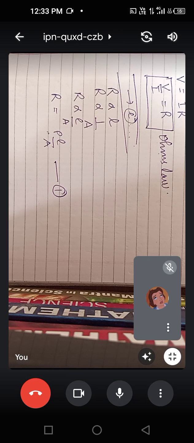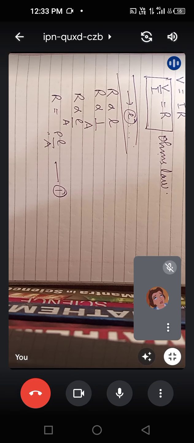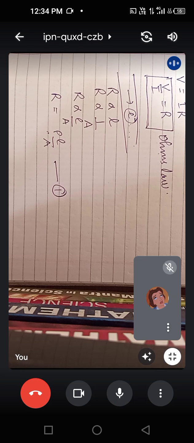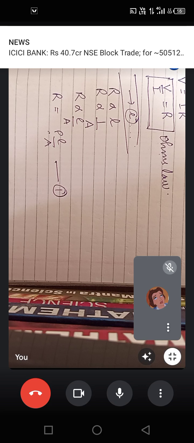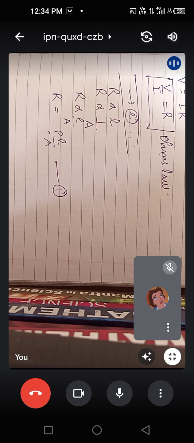and is defined as the resistance offered by a conductor whose length is 1 meter and cross-sectional area is 1 meter square.